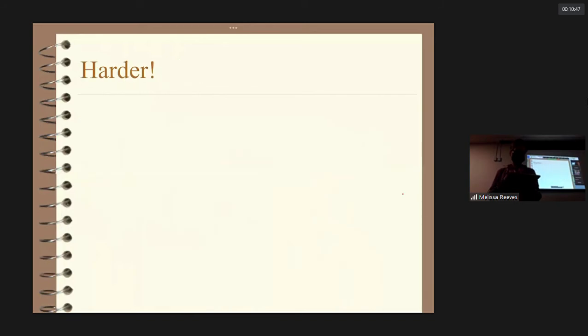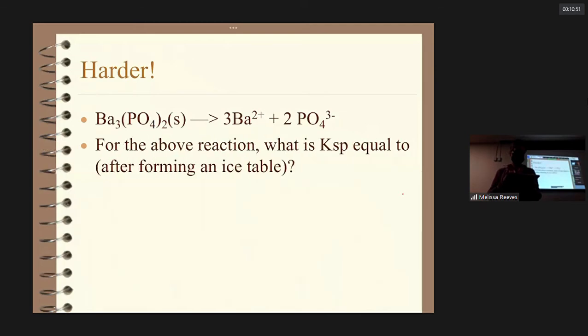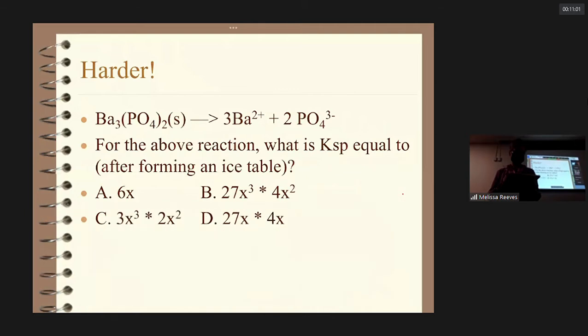This one says it's harder. For the above reaction, what is KSP equal to after forming an ice table? And those are your 4 choices. The star represents multiplication. I didn't want you to mix that up with the X's. So you have to sort of set up your ice table and figure out what you've got.